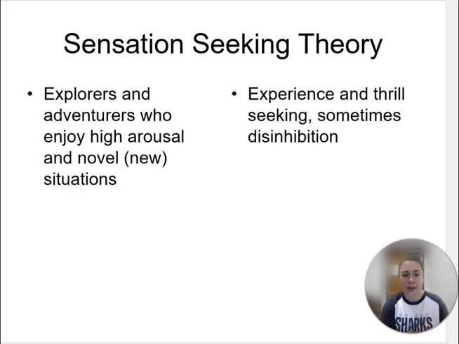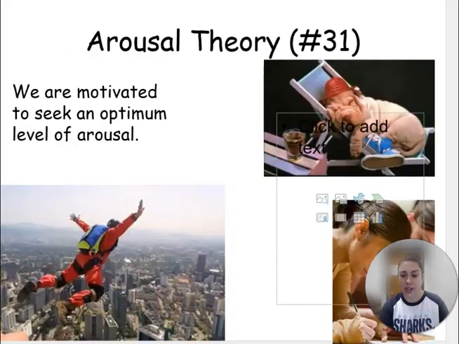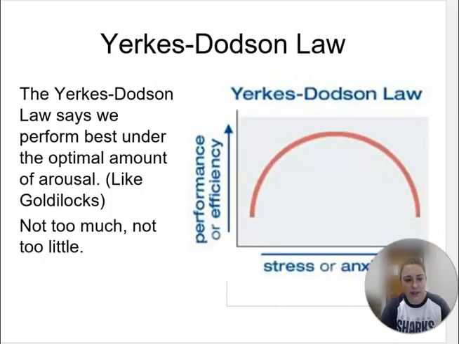But the idea that we are seeking that sensation goes with the actual name of the theory, the arousal theory. So the arousal theory, or the optimum arousal or optimal arousal, you'll hear it many different ways, says that we are motivated to seek that optimum level of arousal, and we will do things to kind of give us that thrill in our lives. Now, one idea that goes with this is the Yerkes-Dodson law.